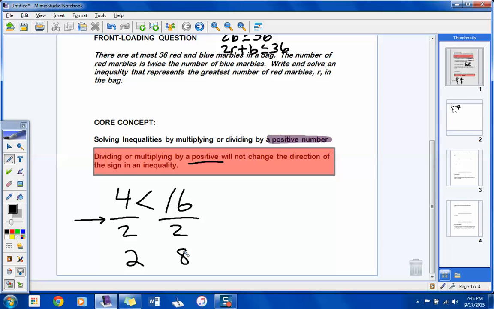All right, how are 2 and 8 related? How would that sign look? Yeah. Still less than. So a lot of my question was this. In this process, right down here, of dividing by a positive, did the sign switch going from the original inequality to the new inequality? So dividing by a positive or multiplying by a positive will always keep your sign the same. Everybody clear on that?